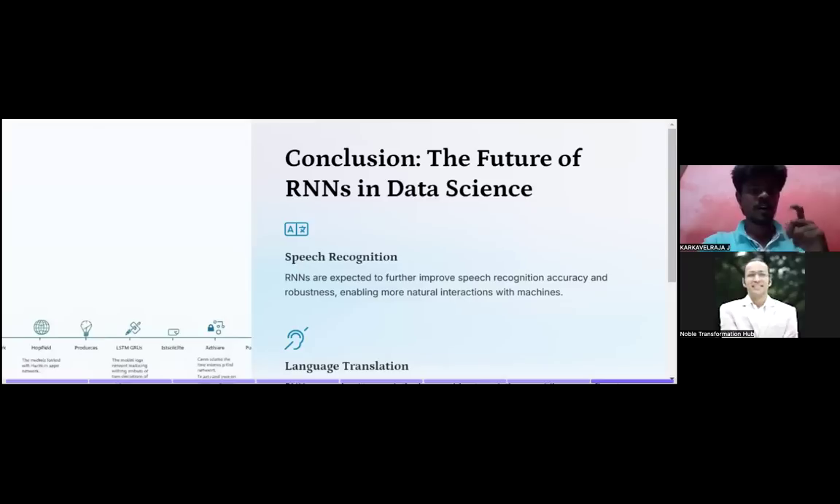First is speech recognition. RNNs are expected to further improve speech recognition accuracy and robustness, enabling more natural interaction with machines. Today we have AI bots which can speak as a human speaks. They can clone our voices, as I speak, as Sir speaks, the bot can also speak, because we are cloning the AI with the tones and pitches that we have. So today it is happening. It is not the future.